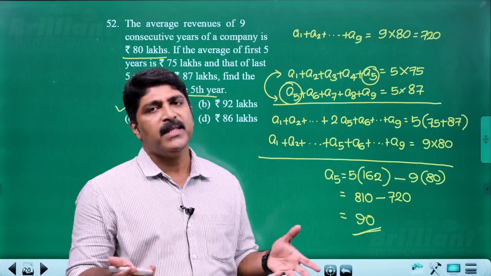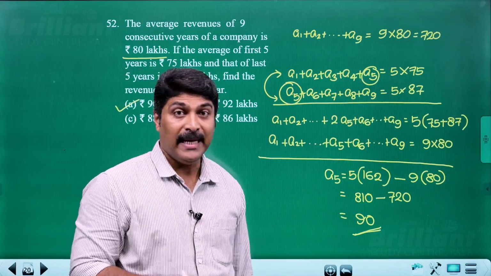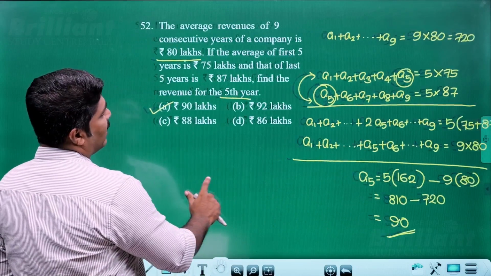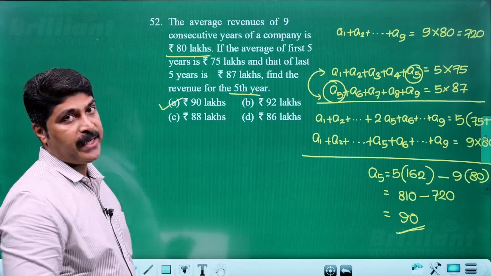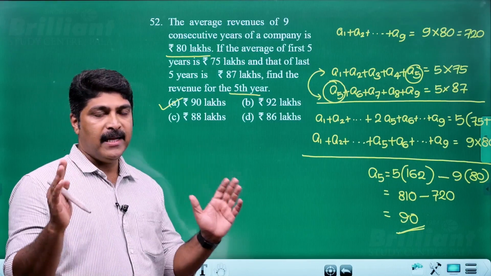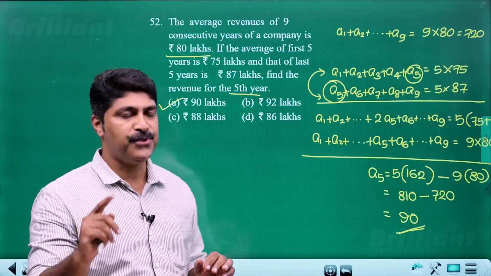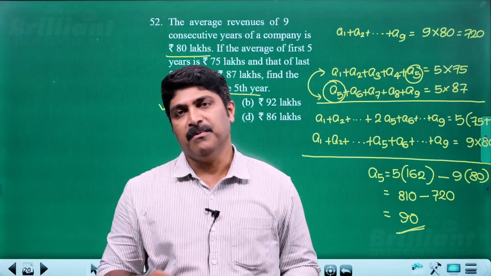But once you are familiar with the concepts, you don't need to do the step-by-step operations like this. Instead, you can reach the conclusion directly from the data. How will it work? First, you have to understand the question here. Total 9 years of data is given: first 5 years and last 5 years. There you have to understand that the middle term is repeating in both sets of observations.